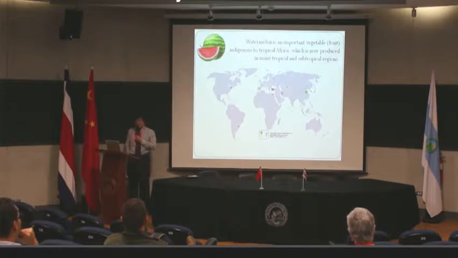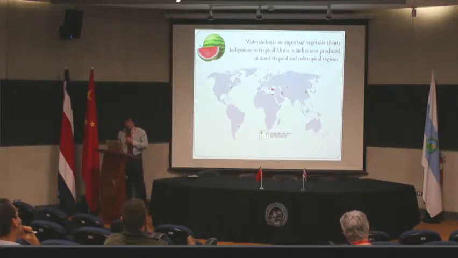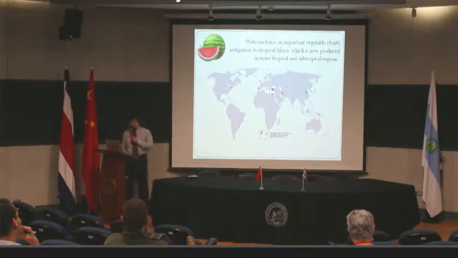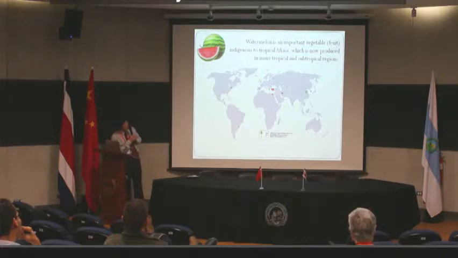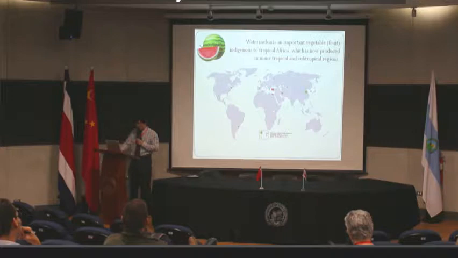And watermelon is a very important vegetable, or also called a fruit by some people, originated from some tropical African countries, and which is now widely produced in many tropical and also some subtropical regions in the world. From this map, you can see all the dotted countries are watermelon producers. And the dot for China is bigger than all the others, which means China is the biggest watermelon producer in the world.